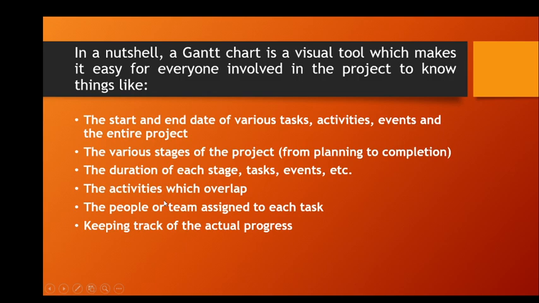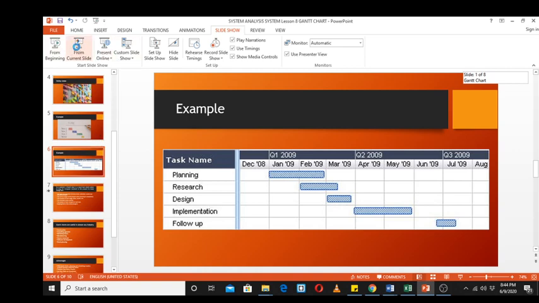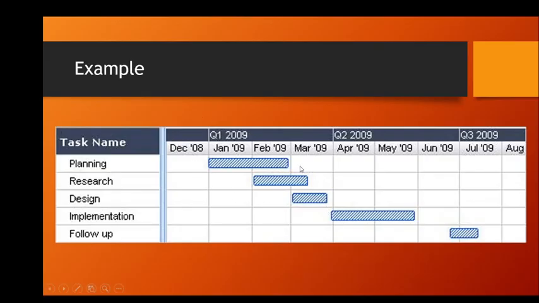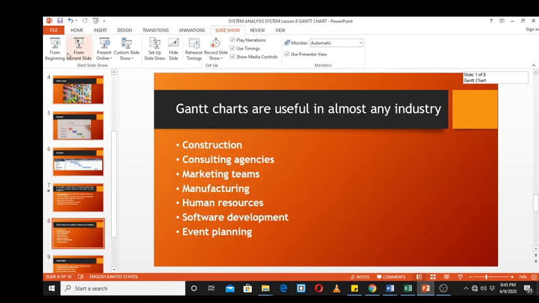So I want to explain to you the activities which overlap. Now coming back here to our example of the Gantt chart. Now looking at these activities here, or the task names, you realize that there are certain tasks that are overlapping, like planning and research are overlapping, and research and design are overlapping, because they run concurrently. As planning is running, research is also running. So that's what we meant by overlapping. Okay, so having that said, let's continue.